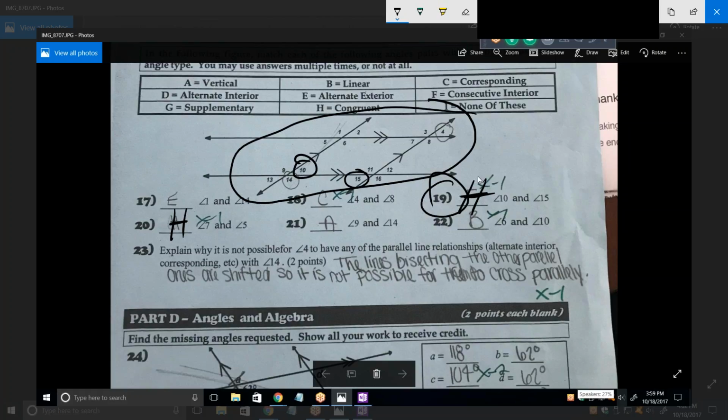So let's look at 22. Angle 6, obtuse. Angle 10, acute. Are they equal or are they supplementary? Supplementary. G. Perfect. So really, I know that they teach you those 4 theorems, but you don't really need to memorize 4 theorems. You merely need to be able to know whether it's acute or obtuse.